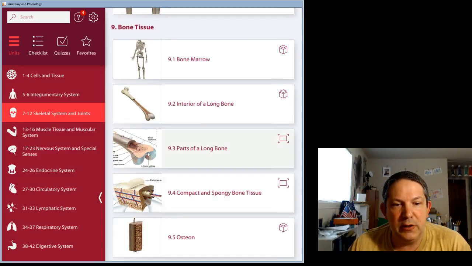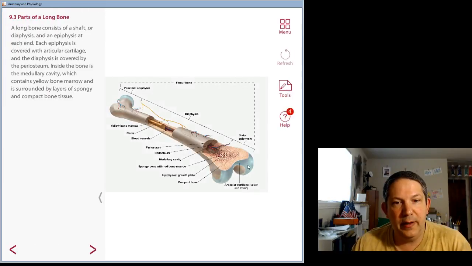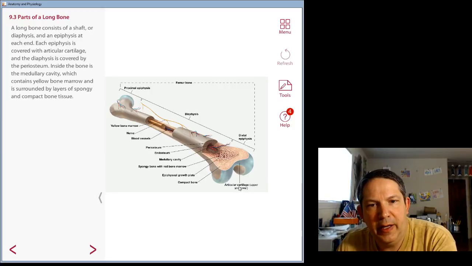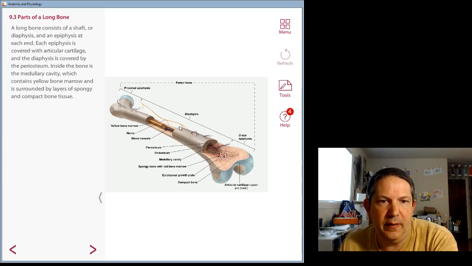Let's look at parts of a long bone. Okay, so some words here. This is the femur as an example, and we have diaphysis, which is the long part, and the epiphyses. There's a proximal epiphysis and a distal epiphysis, so basically the shaft and the two ends, right? And within the shaft we have a medullary cavity, basically an opening, kind of hollow down the shaft.